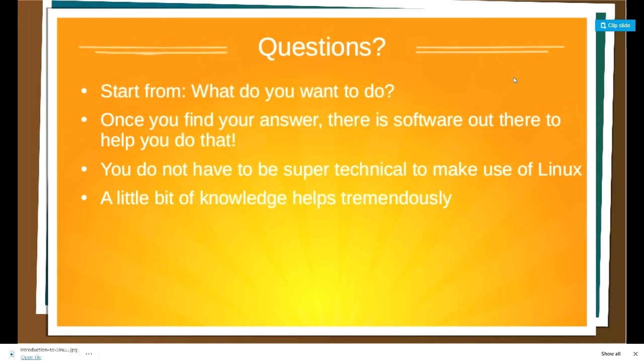There are some basic questions that we'll ask you. It starts from, what do you want to do? Once you find your answer, there is software out there to help you do that. You do not have to be super technical to make use of Linux. A little bit of knowledge helps tremendously.